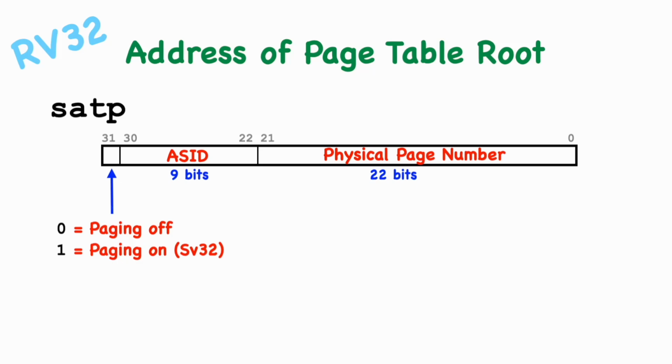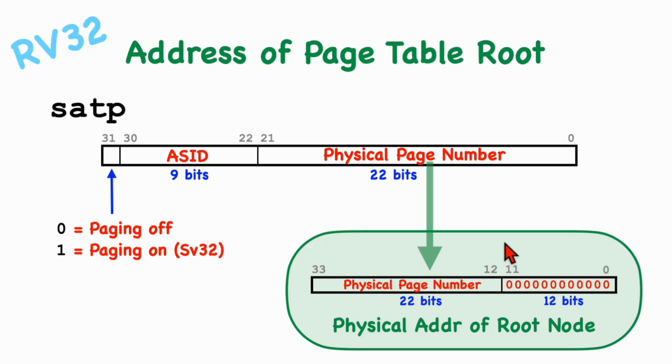All nodes in the page table tree must be aligned on even page boundaries. So for the address of the root of the page table tree, it's sufficient to simply give the physical page number. The core will fill in the lower 12 bits to give a 34-bit page-aligned address. When the kernel does a time slice and switches to a new process, it has to load the SATP register with a new value that contains both the ASID of the new address space and a pointer to the page table root for that address space.